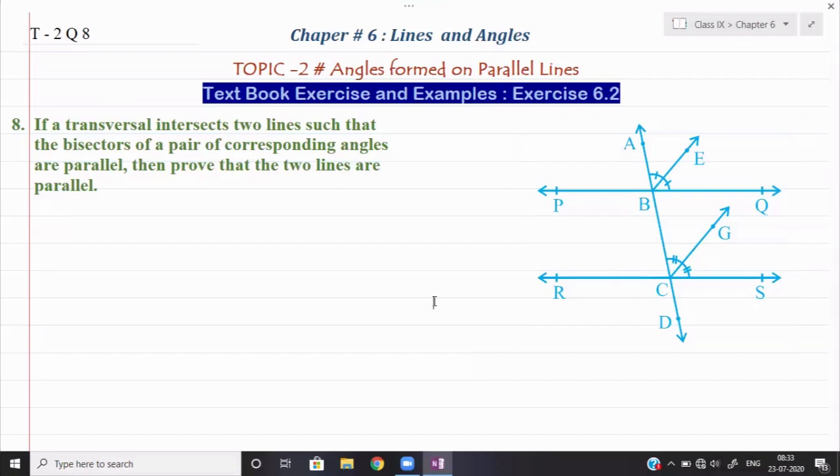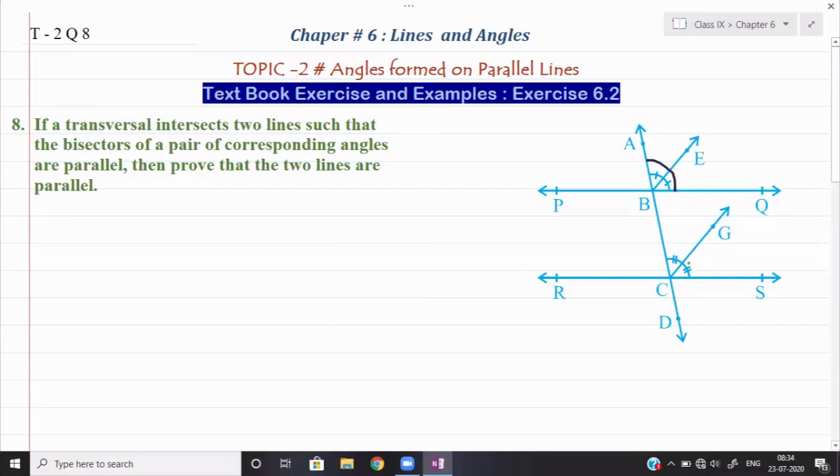On the lines PQ and RS, we have two corresponding angles. Which two angles are they saying are corresponding? Angle ABQ and angle BCS. Okay, look at these two angles. They are talking about these two angles, angle ABQ and angle BCS.